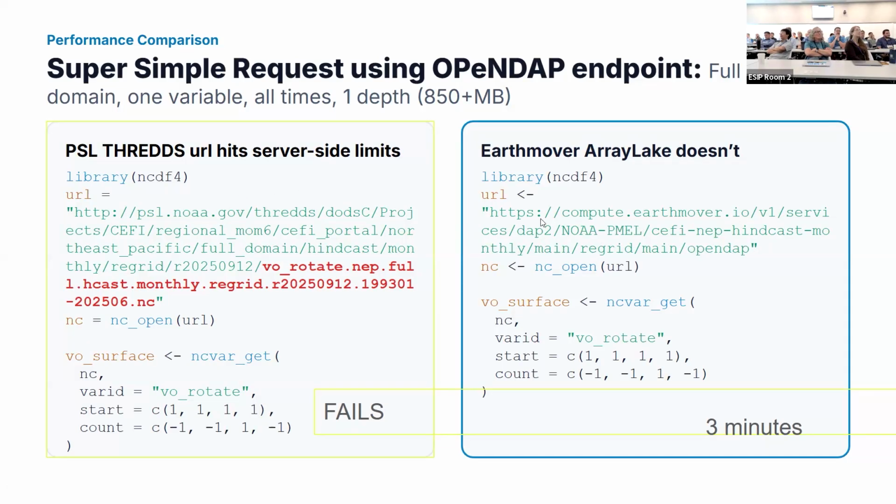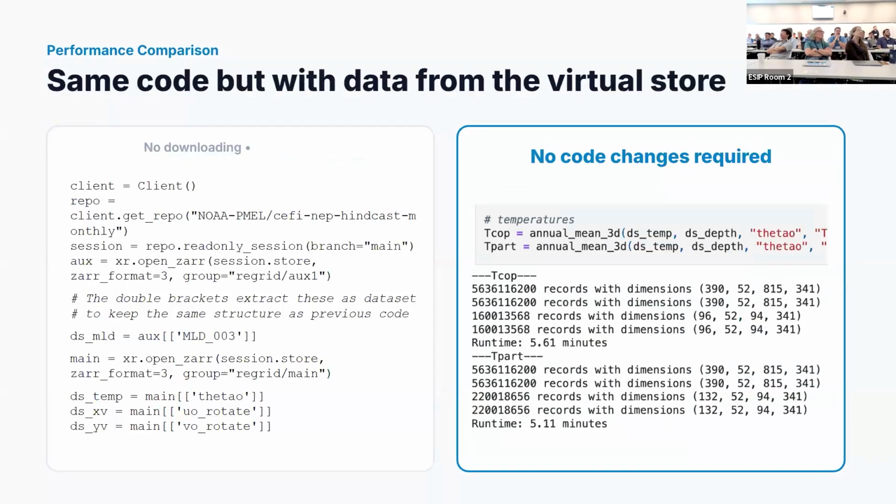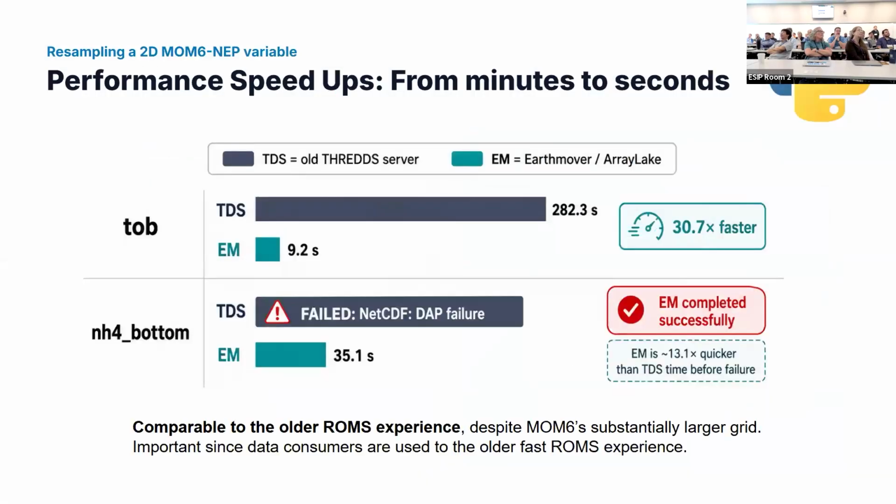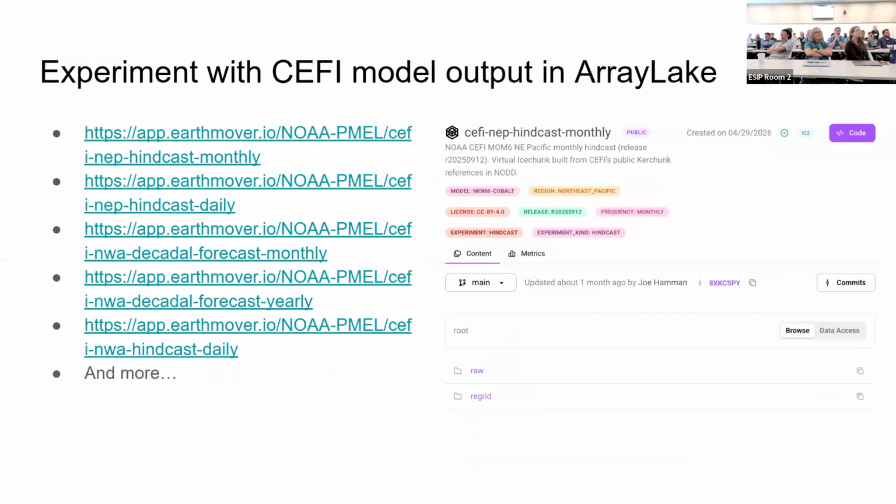And with this, all we say is, hey, use this URL. So it's a service built on those virtual stores, and now it works. Not only does it work, it's way, way faster. There's more examples. Here's one example, how much faster it is. This is like 30 times faster. Super important.